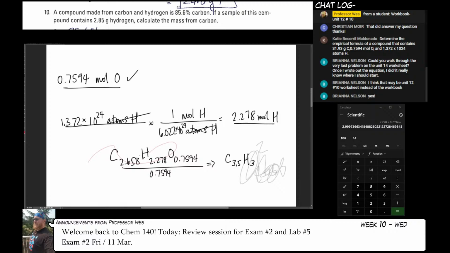So H3. Just ignore the little gray scribbles. I know that's going to be obnoxious, but O is just O. I need to clear fractions by multiplying by 2. And there's the empirical formula you should get.